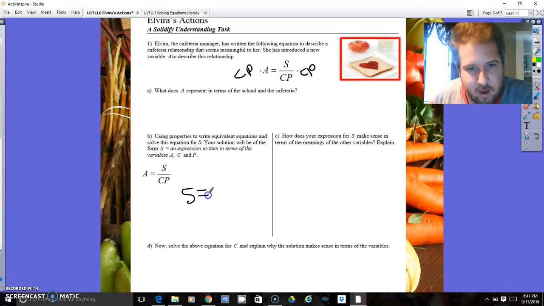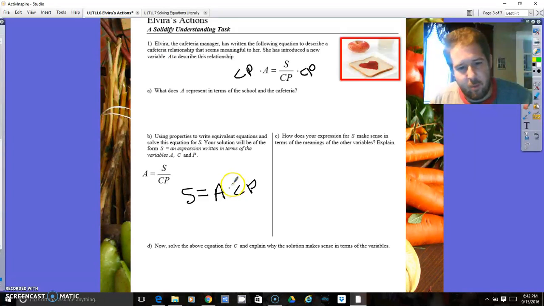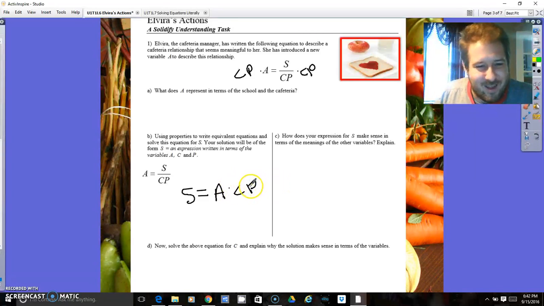So that was the answer down here. S equals A times C times P. And it does not matter what order you put those in. So you could have done CAP, PAC, anything would have worked, because of the commutative property of multiplication, which states that you can multiply in any order you want.